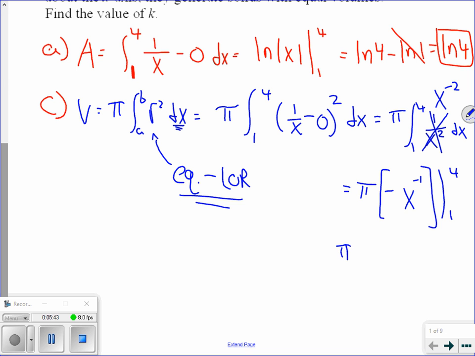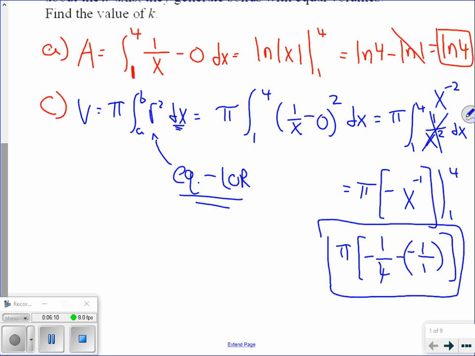So this is pi times negative, we'll just say 1 over 4 since it's x to the negative first, minus negative 1 over 1. Okay. And I'm cool with you just leaving it that way, unsimplified is completely fine, and we are good to go.